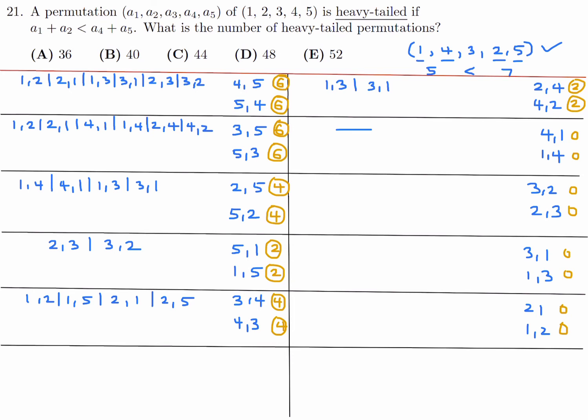So let's count them all up. We got 4 plus 8 is 12, 12 plus 4, 16, 16 plus 8, 24, and 24 plus 24 is a total of 48. And therefore, number 21, the answer is D.